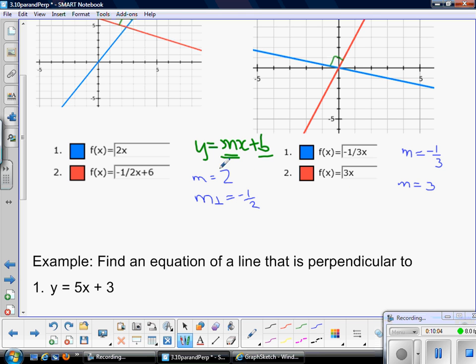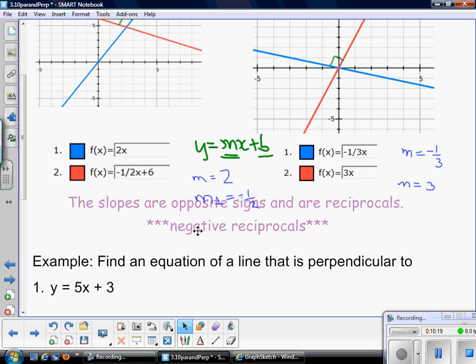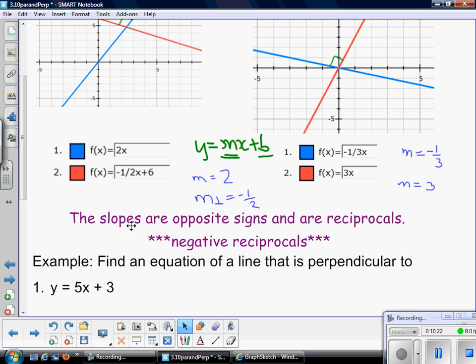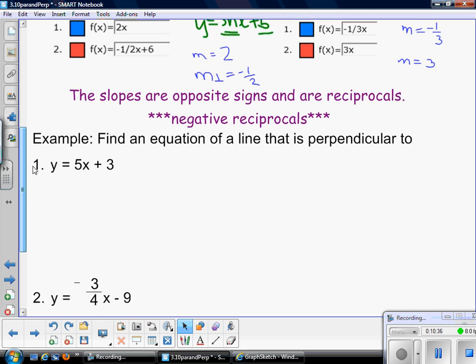And then if you notice, if I take 2 and reciprocate it, in other words, flip it, that would be 1/2. The reciprocal of 2 is 1/2. The reciprocal of 1/3 is 3. So actually what we have found is that the slopes are opposite signs and are reciprocals. And we call that negative reciprocals. So they're negative reciprocals to each other. Okay, now using that information, we're going to do some calculating.